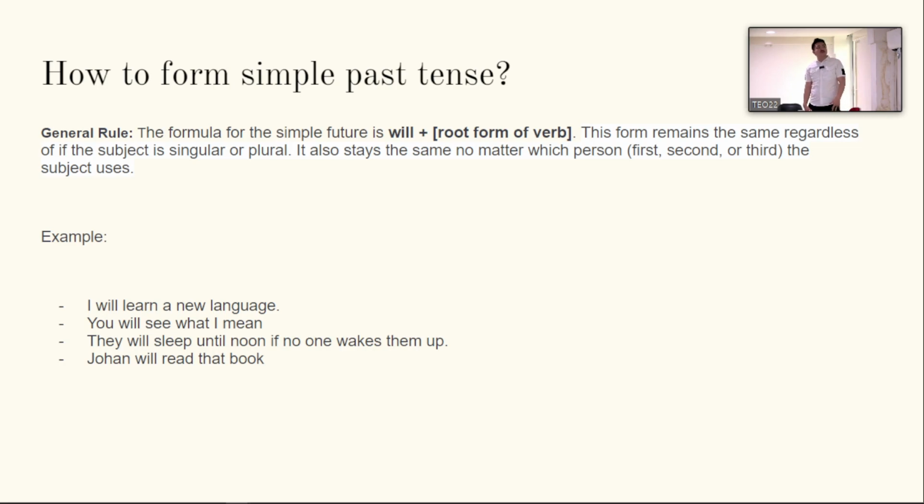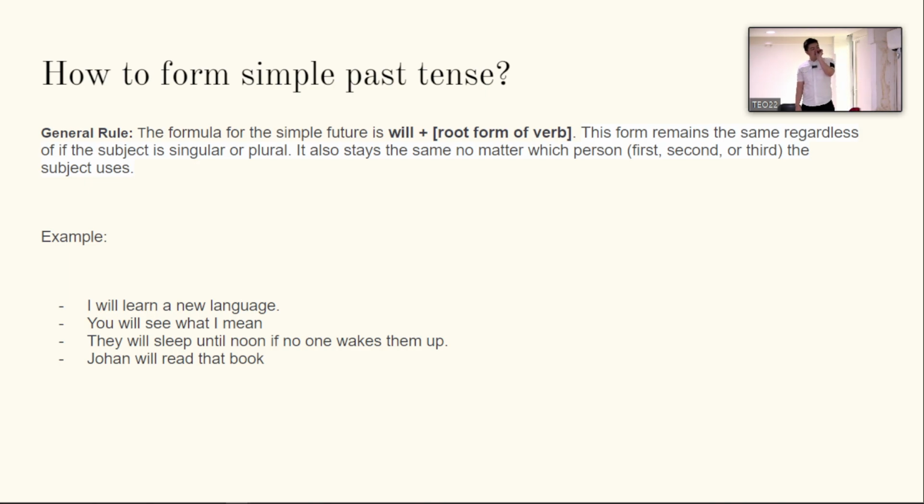So this is the general rule. The formula for simple future is will plus the root form of the verb. And then the form is the same. So the formula is the same regardless if it's singular or plural. So singular or plural, it will still stay the same. And it also stays the same no matter if you're using first person point of view, second person point of view, or third person point of view.